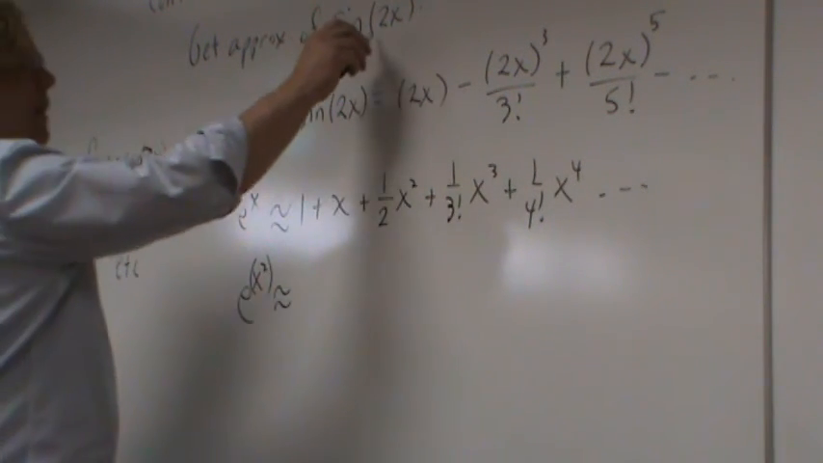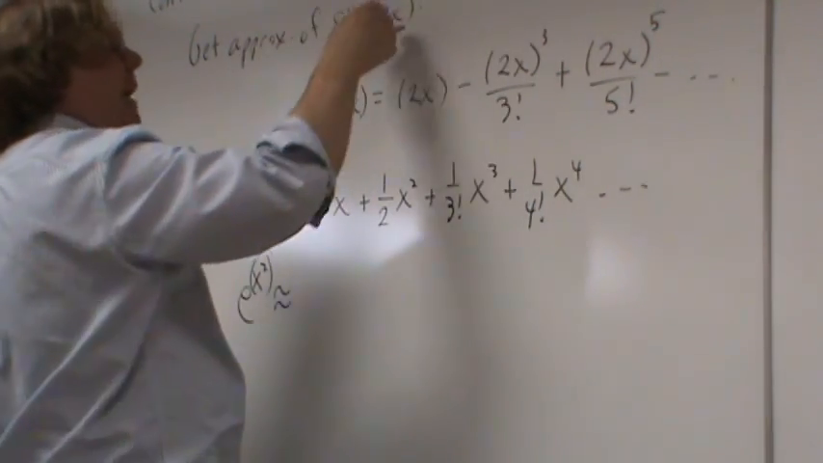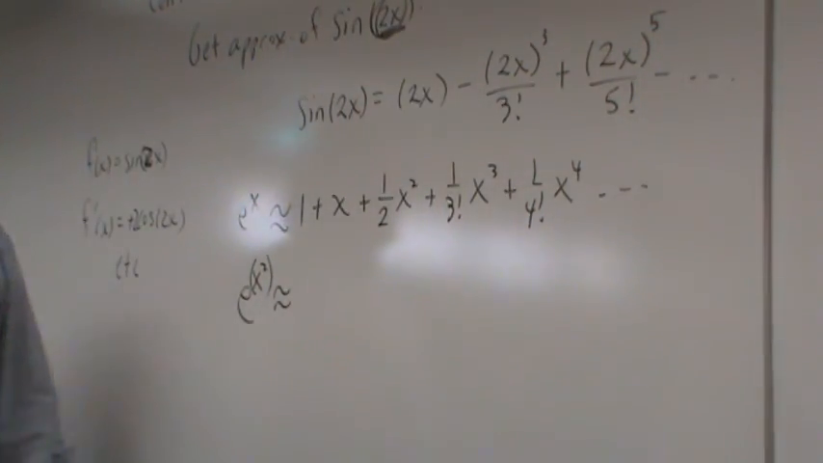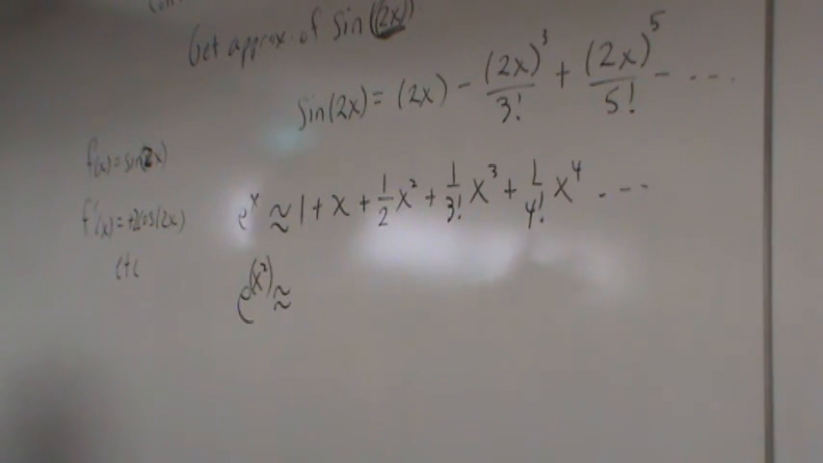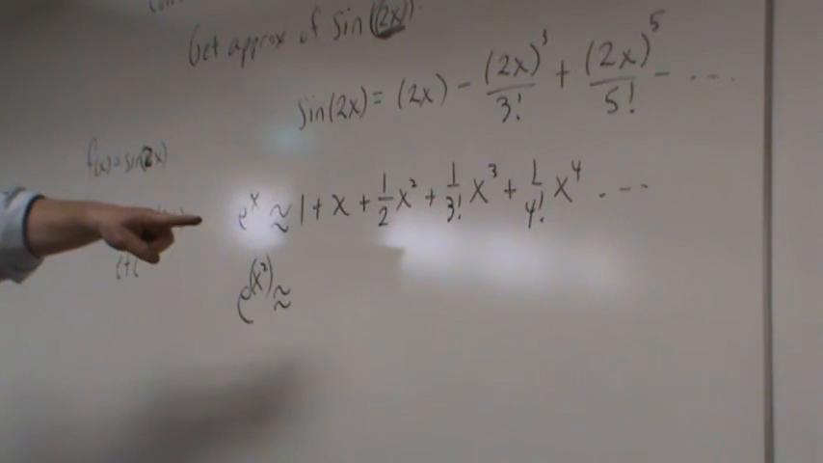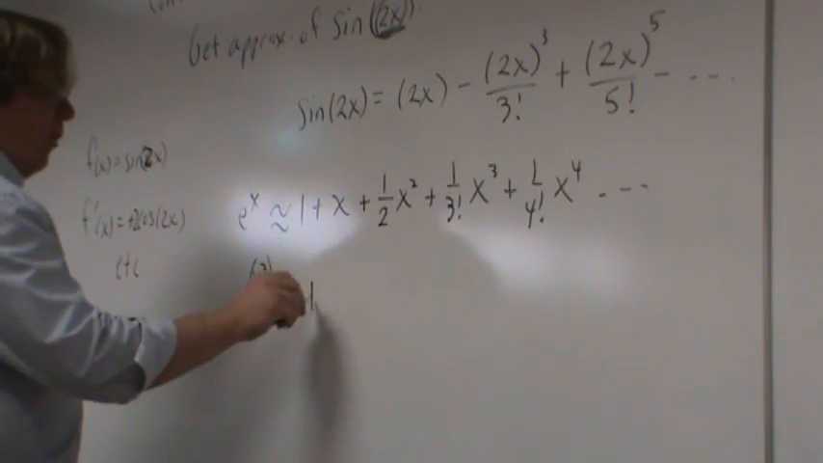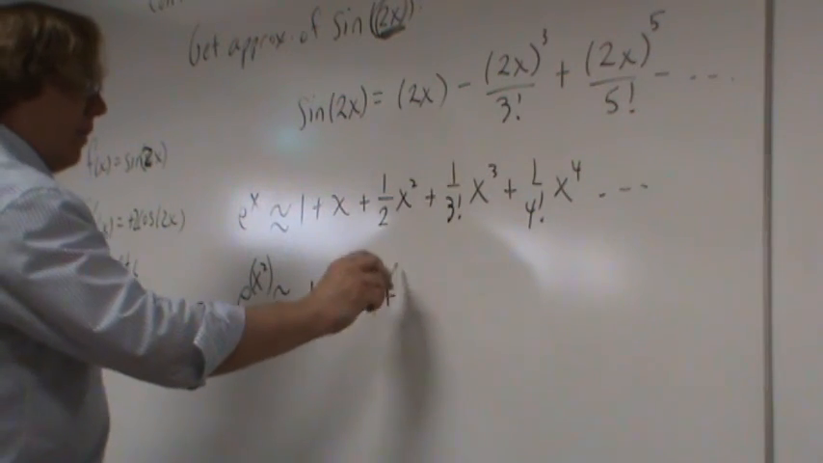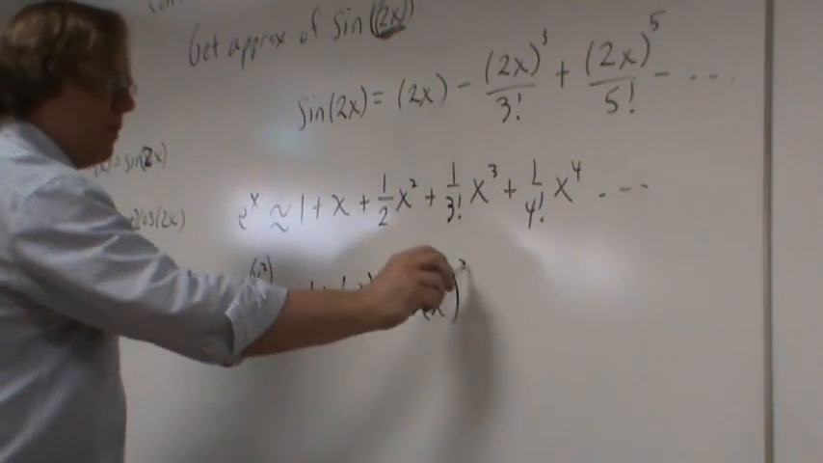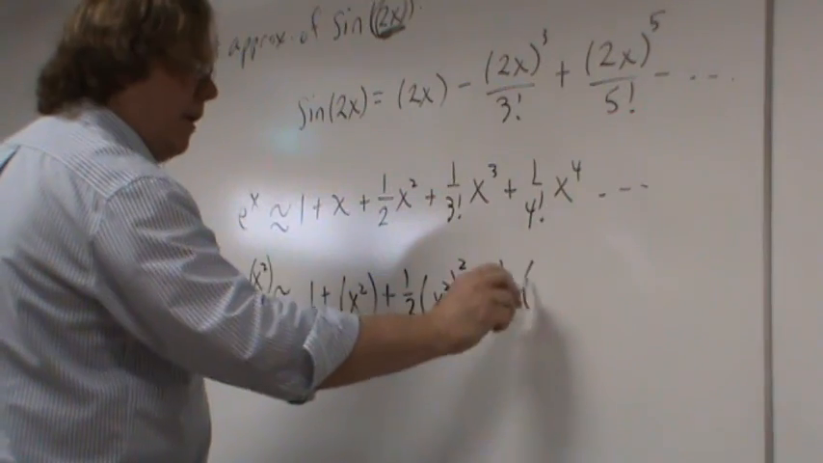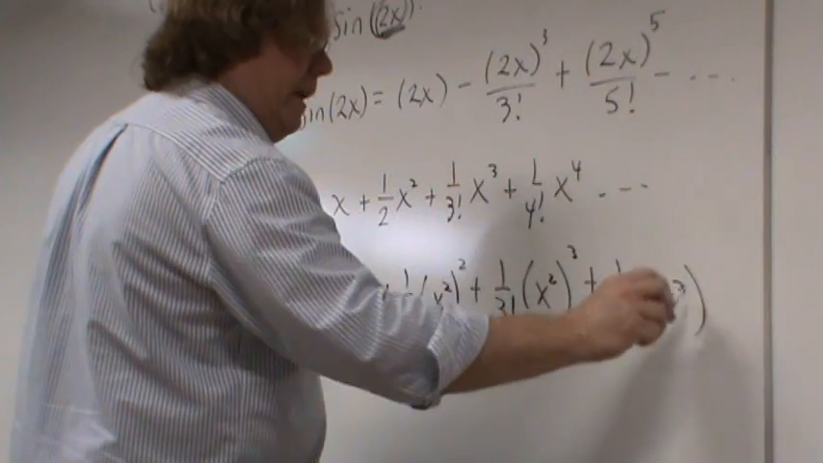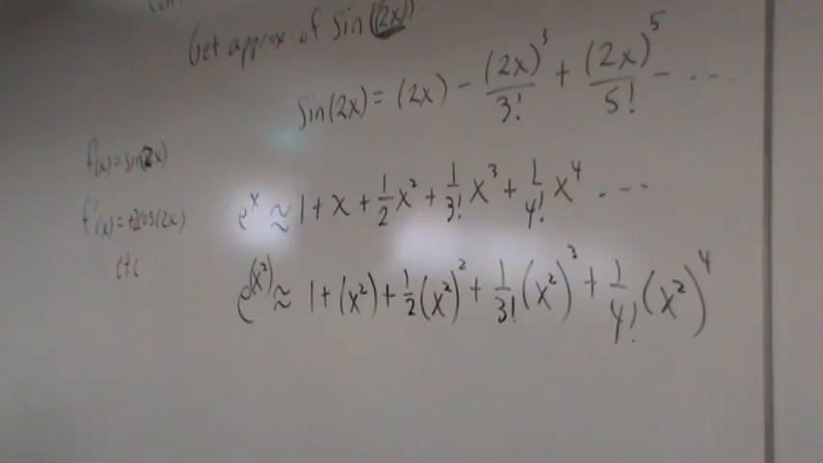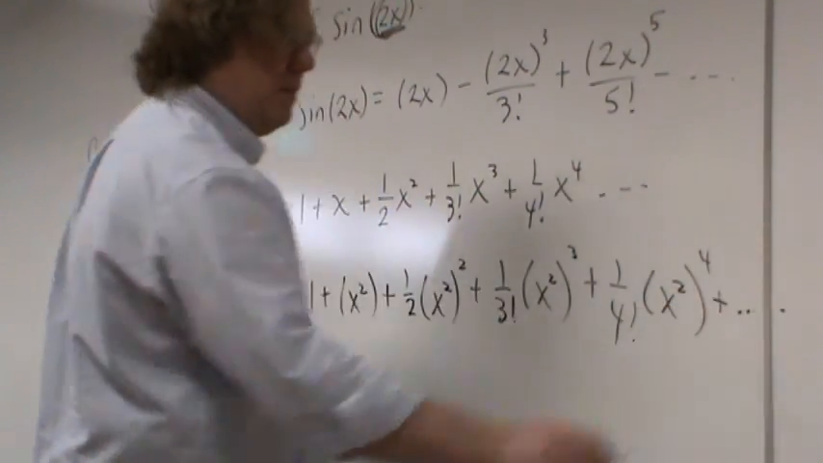Remember how to get the sine of 2x, I just removed every x and substituted 2x in its place? Now if I want e to the x squared, what should I do? Substitute x squared. Thank you very much, Fatima. Yeah, substitute x squared for every x. This is now going to be 1 plus x squared plus 1/2 x squared squared plus 1 over 3 factorial x squared to the third. You see what I mean? All you got to do is substitute x squared for every x, plus dot dot dot.